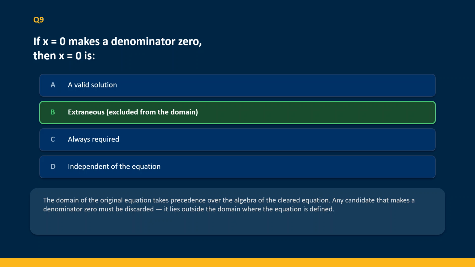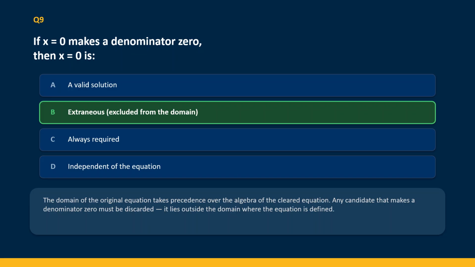If a candidate solution makes any denominator in the original equation equal to 0, that candidate lies outside the domain of the original equation and must be discarded, regardless of whether it satisfies the cleared, denominator-free equation. The domain of the original equation takes precedence over the algebra of the cleared equation. This is the central principle of Step 5 in the 5-step procedure.